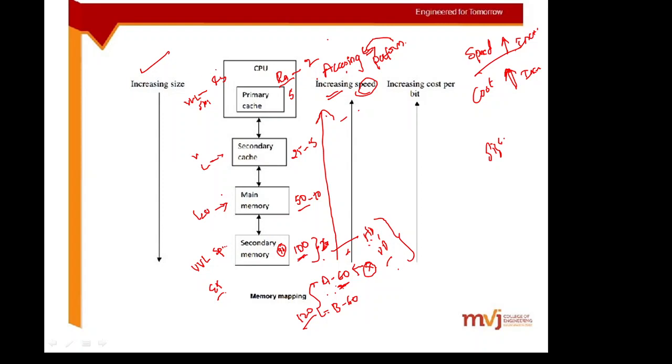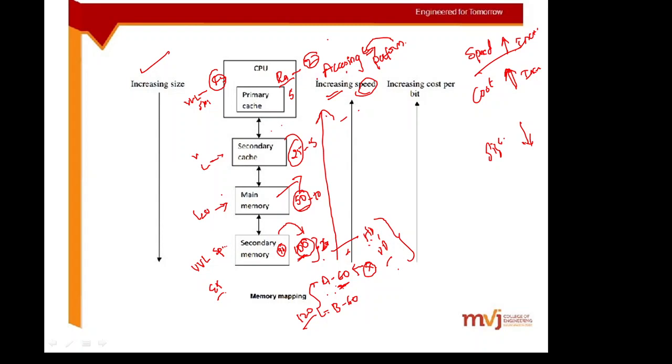Now coming to the size. The size is going to be decreasing. Why? Because when it comes to the registers, as I have said, only 2 instructions are going to be stored. When it comes to the cache, we are going to store only 25 instructions. When we come to the main memory, we can store only 50 instructions, and when we come to the secondary memory, we can store 100 instructions. That means the size is increasing going downward. Sorry, going upward there will be a decrease in size.